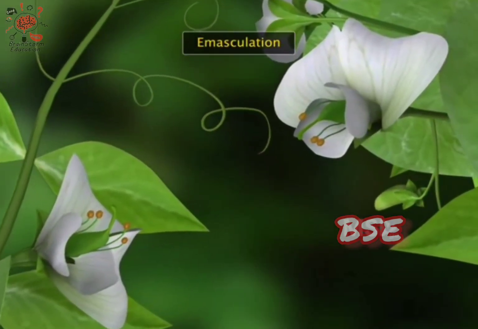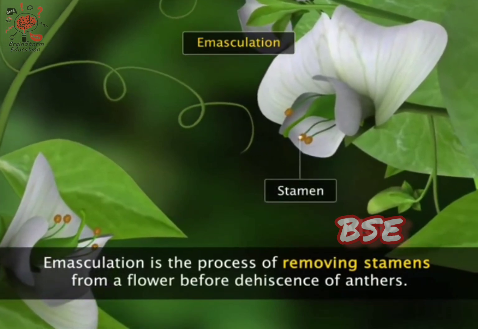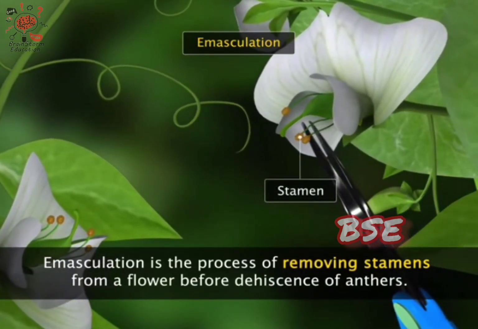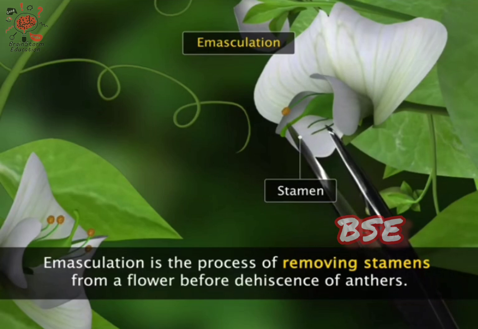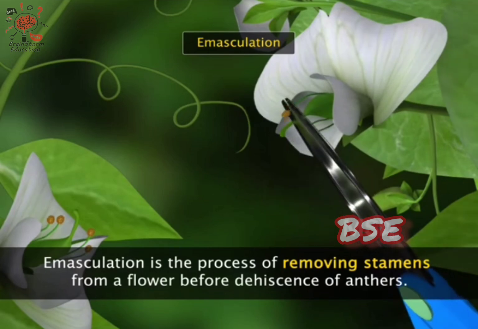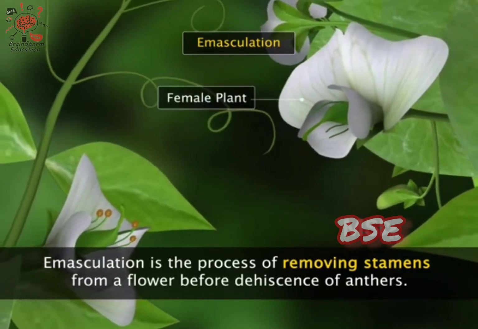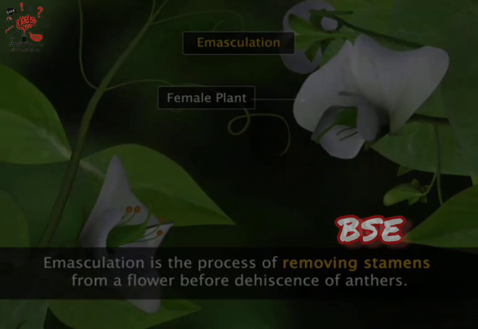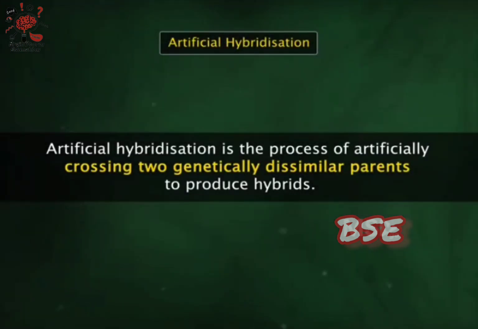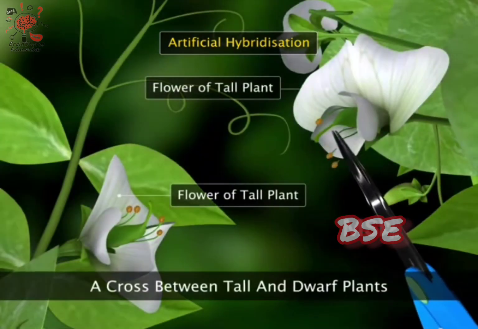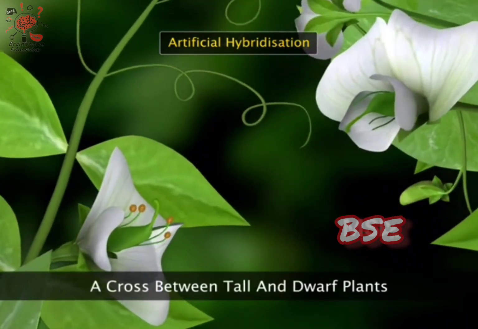Emasculation. Emasculation is the process of removing stamens from a flower before dehiscence of anthers to prevent self-fertilization. It is done in a flower that is considered as a female parent. Artificial hybridization. Artificial hybridization is the process of artificially crossing two genetically dissimilar parents to produce hybrids. For example, a cross between tall and dwarf plants.